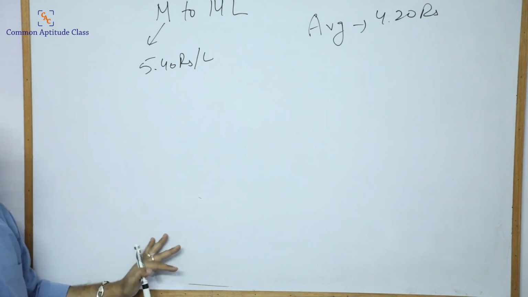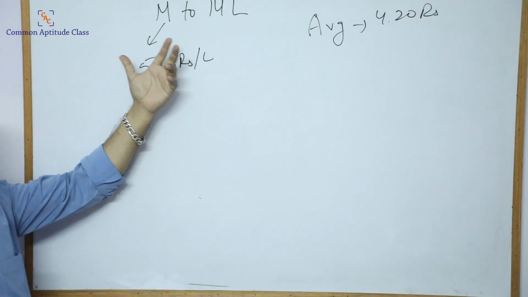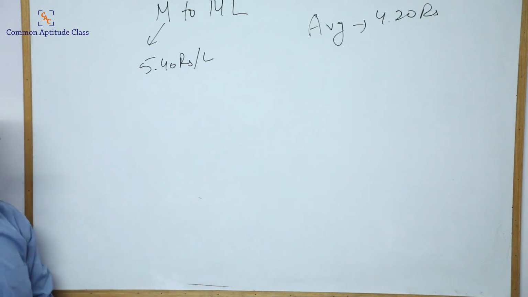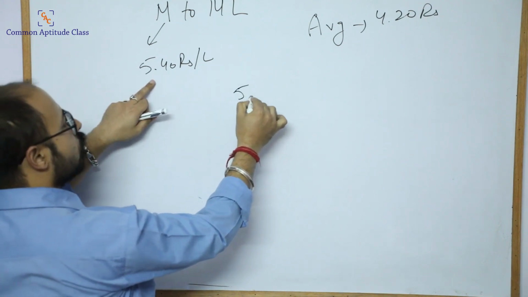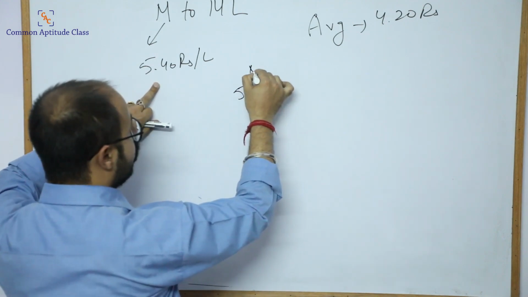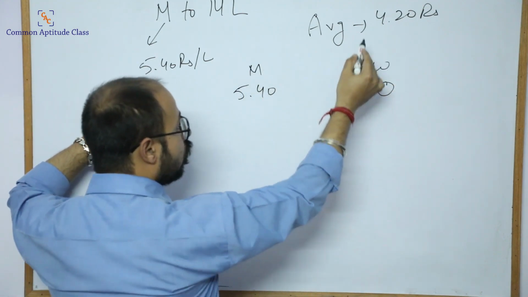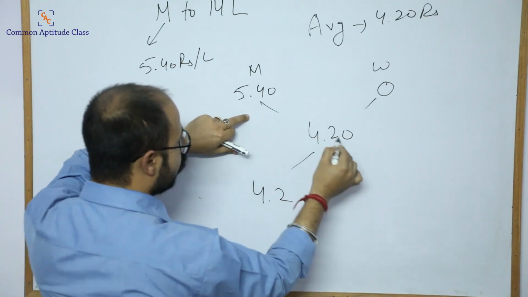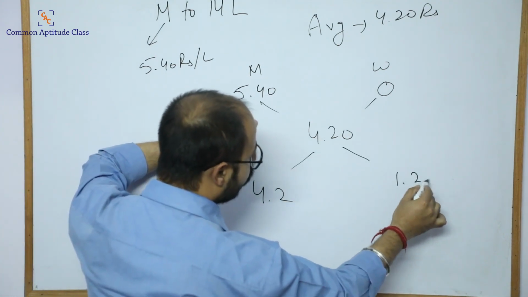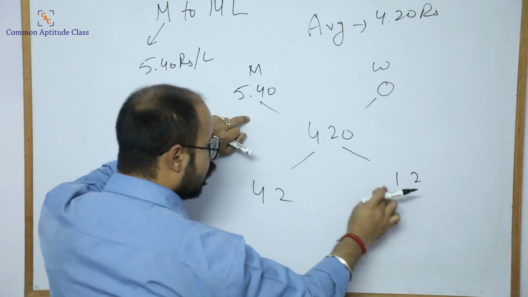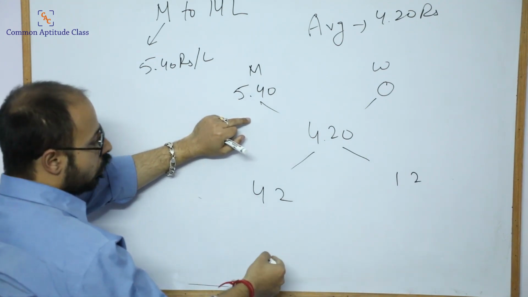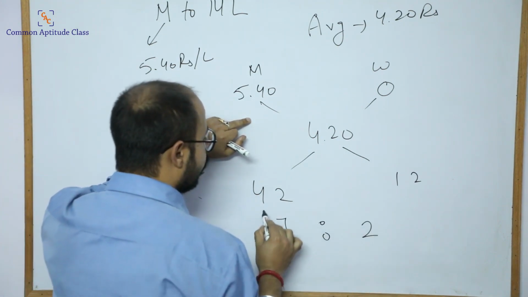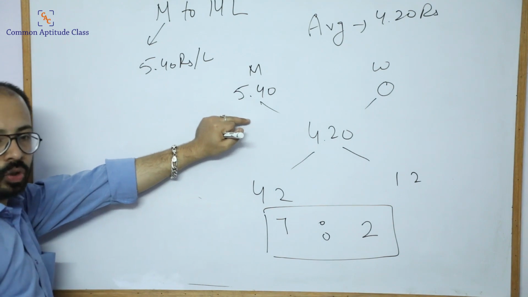Now listen to the condition. Whenever I am mixing milk with water, water has no cost. I don't have any cost of water, so I can directly go with 5.40. This is the cost of milk. This is the cost of water, 0. The average cost is 4.20. The difference is 4.2. The difference is 1.2. Take the decimal out because of the common factor. Divide by 6: 7 and 2. So 7:2 is the ratio.